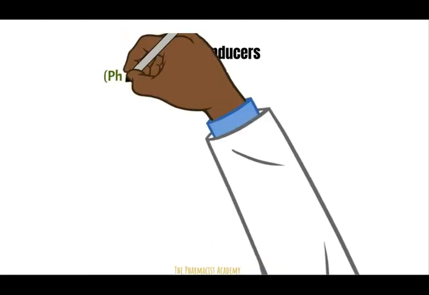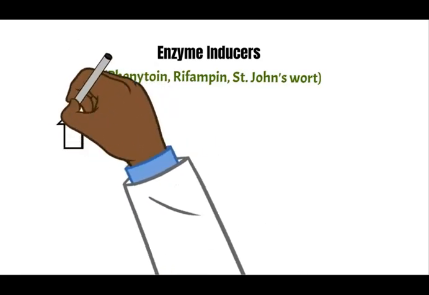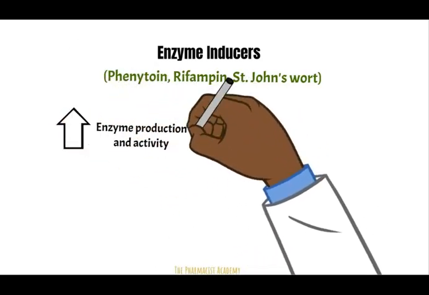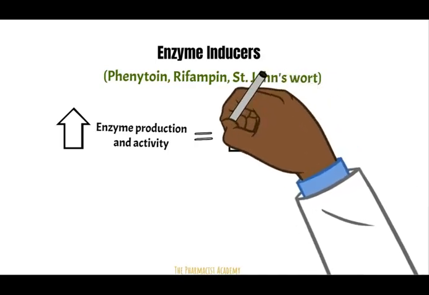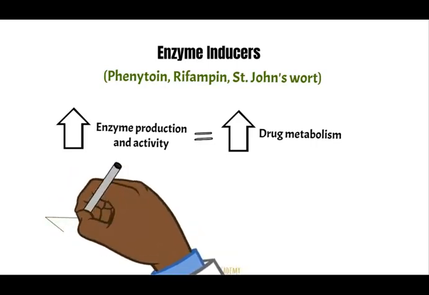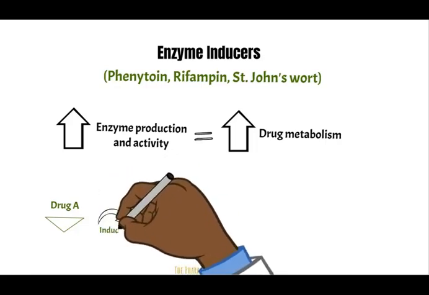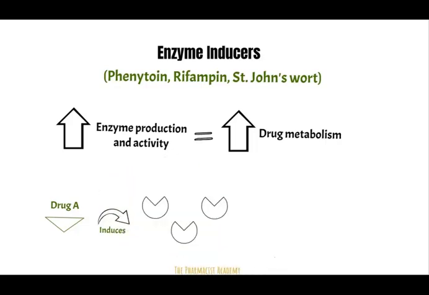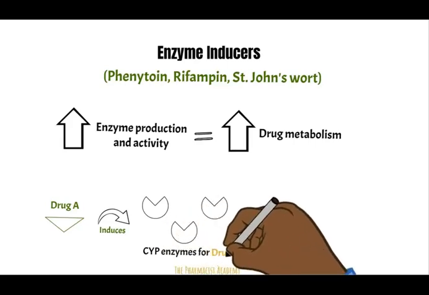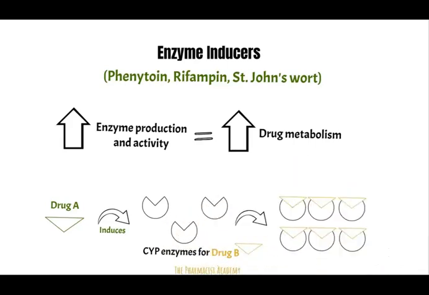Now for the inducers, here are some examples of 3 strong inducers. So when a drug induces the CYP enzymes, it increases the production and activity of the enzymes, which will result in an increase in the drug metabolism for that specific drug that binds to the enzyme. Let's take a look below. Drug A is a CYP enzyme inducer. When you take this drug, it will act on the CYP enzymes, and specifically in this case, these are the CYP enzymes that normally break down drug B. And this will lead to an increase in enzyme production and activity, and more drug B will be metabolized.